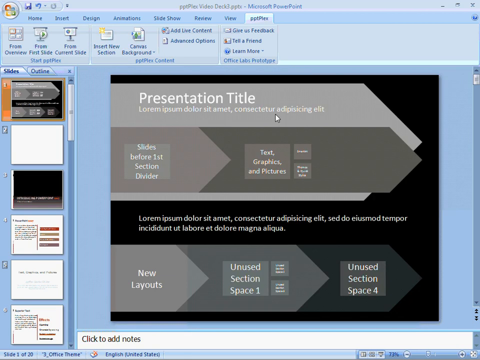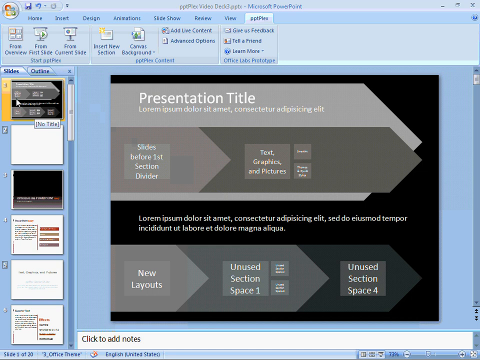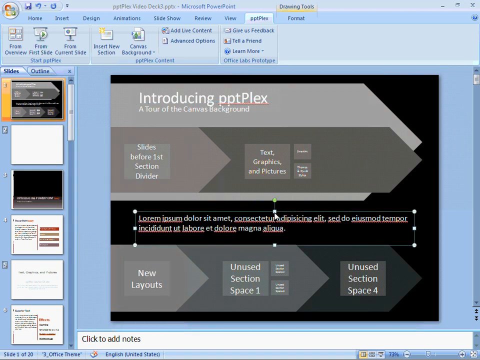Now when I display the canvas, I'll see the slides displayed on the background that I selected. Note when I chose a background, it created a new slide at the beginning of the deck. This slide is the background slide and defines what the canvas background looks like. I can modify this slide just as I would modify any other slide, including filling in the presentation title and subtitle. Now if I view the canvas, I'll see the changes that I made.